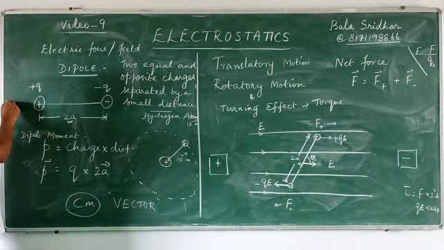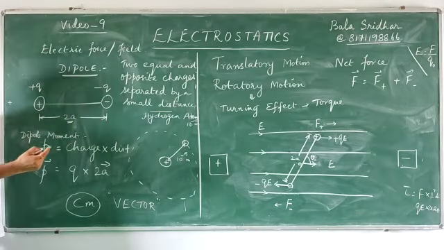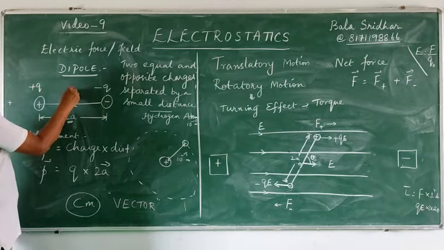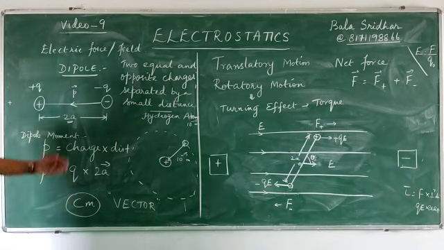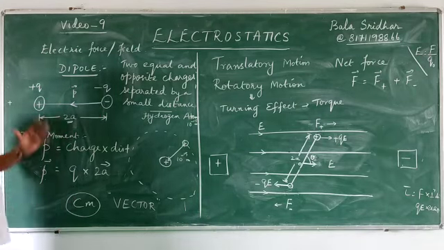In which direction will the dipole moment act? Look here, this is going to be, let us say, positive. Positive will be repulsive, and negative will be attractive, and you will find that the dipole moment will act from negative to positive, right? It is going to be acting from negative to positive direction.